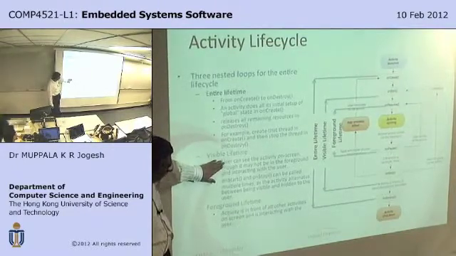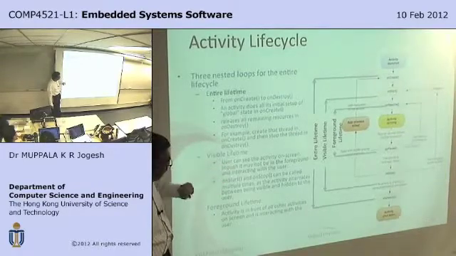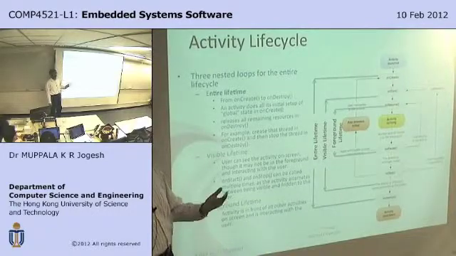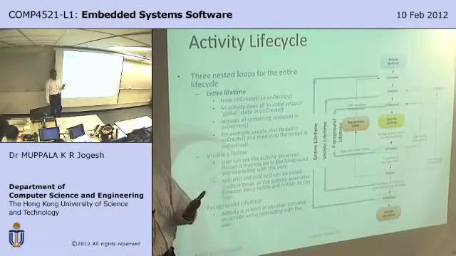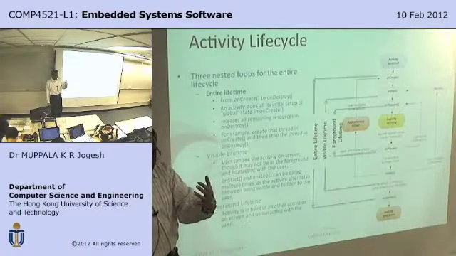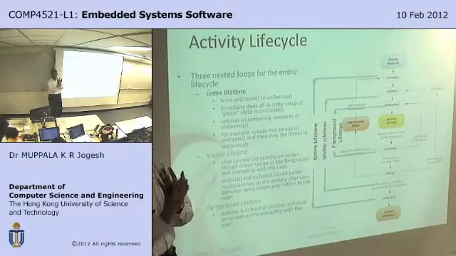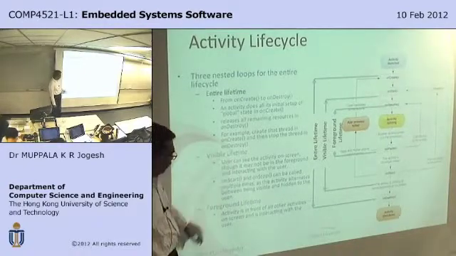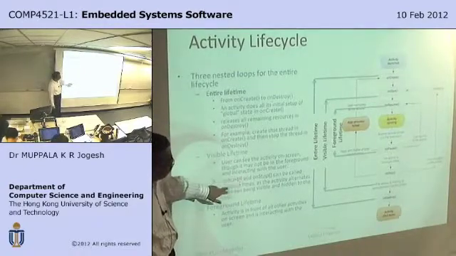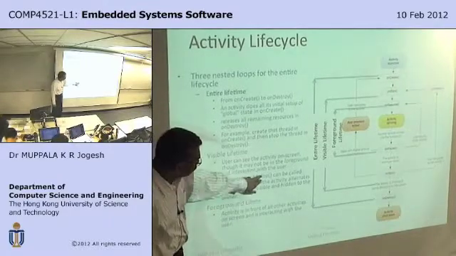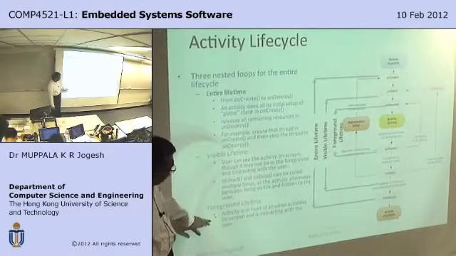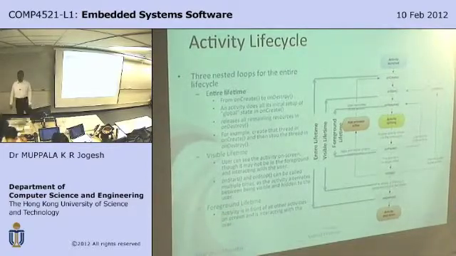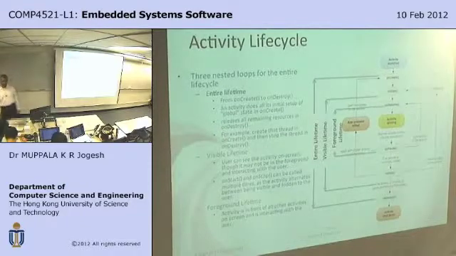The visible lifetime: the user can see the activity on screen, though it may not be directly responding to you. For example, when you put a dialog box on the screen, the activity that created the dialog box will be right behind it, but you won't be able to interact with it. So that will be the visible lifetime, between onStart and onStop. The foreground lifetime is when the activity is occupying the screen.